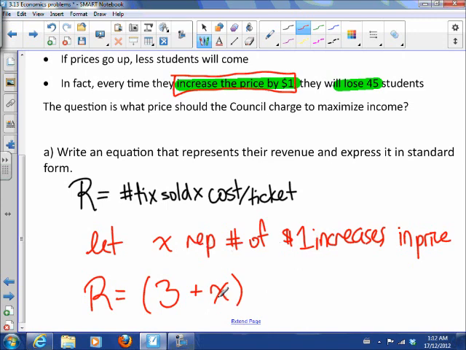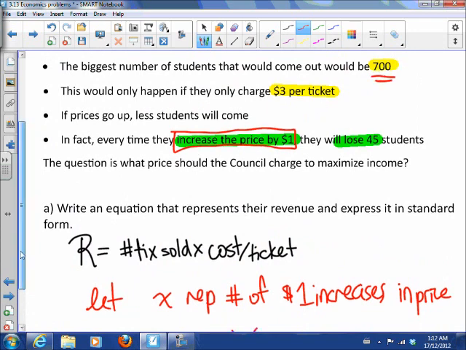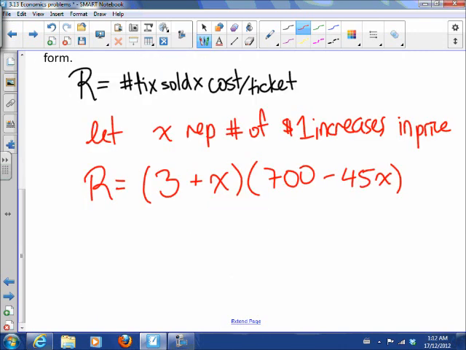So if it increases once, then this is going to be 4, 3 plus 1. If it increases twice, then this is going to be 5, 3 plus 2, right? And then the number of tickets sold, well, they're going to start at selling 700 tickets, right? Because that's the most that would come. But then they're going to lose 45 people for every increase. So I'm going to subtract 45x. Okay? All right. So this is how we create an equation.